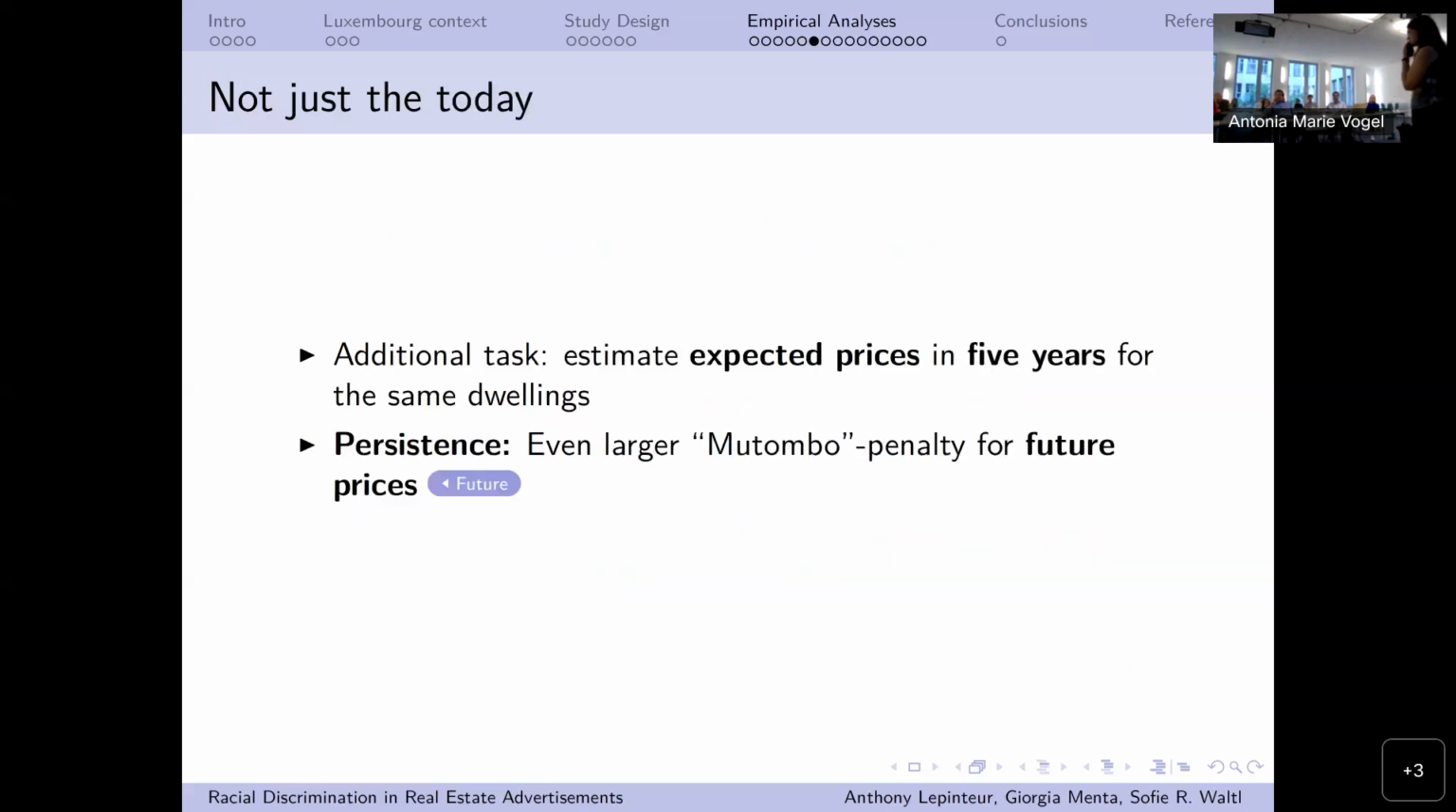Also, it's not just today. We also ask them, how much do you think this house or this flat, how much can you achieve in prices in 5 years? So what is the future expected price, they state. And the thing is that also for the future prices, the penalty is still there. And it's actually even larger when we quantify it. So it's not just today's prices that are affected, but also future prices.